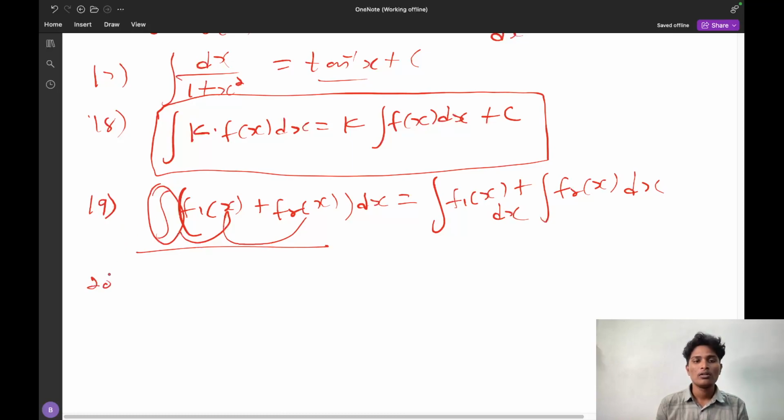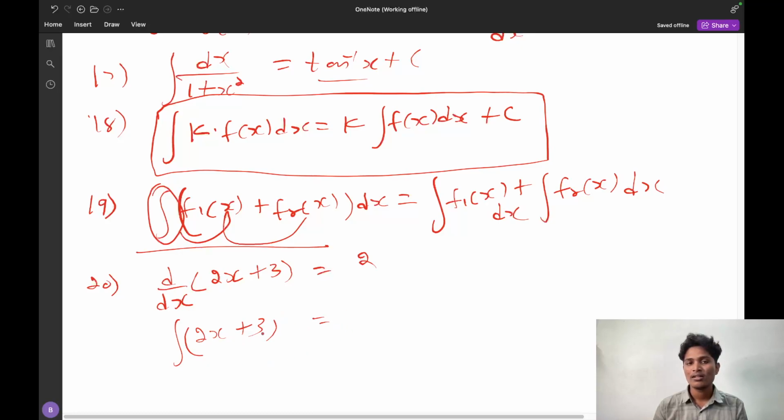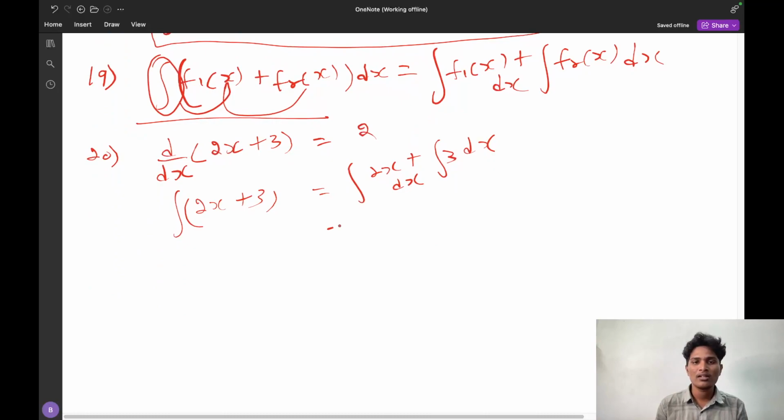And very important, what is the differentiation, d by dx, of 2x plus 3? The differentiation is 2. And what is the integration of 2x plus 3? We have to split it, that is, integral 2x dx plus integral 3 dx. Like this you have to split. When I split, the integral of 2x is 2x square by 2, and for the integration of 3, the constant I can take outside, that is 3 integral 1 into dx. So the integration of 1 will be 3 into x. So it will be x square plus 3x.